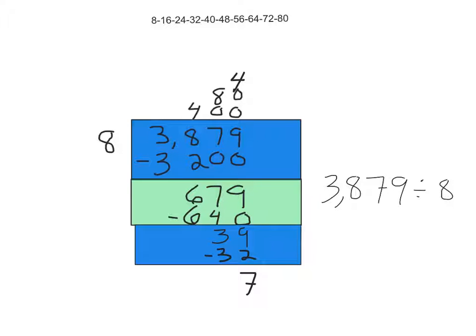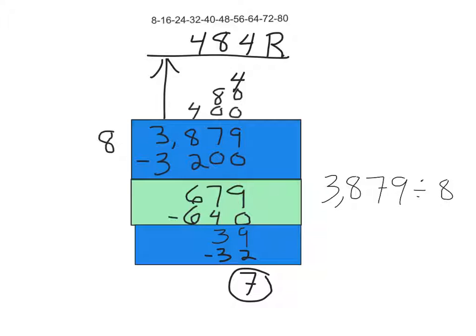And then I'm ready to add up. So I'm adding up here. I got 4, 8, and 4. And then this 7 here is my remainder. So I'm going to go ahead and write remainder 7 right there. And therefore, 3,879 divided by 8 equals 484 with a remainder of 7 left on over.